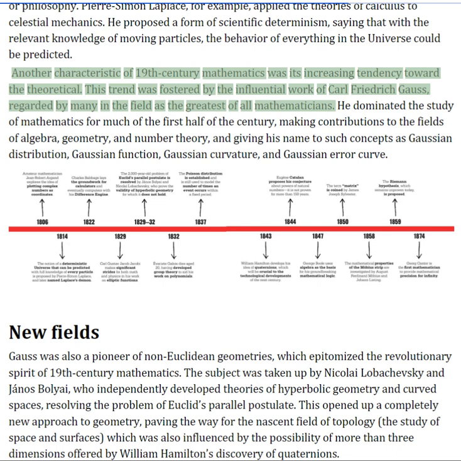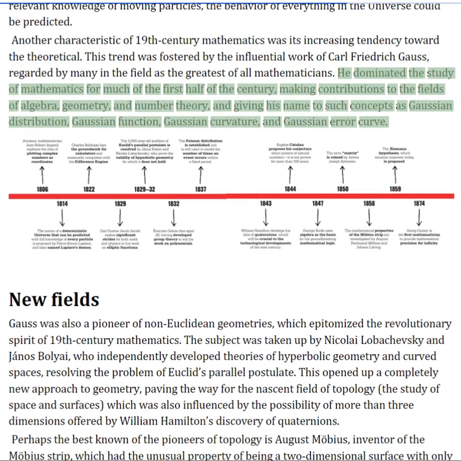This trend was fostered by the influential work of Carl Friedrich Gauss, regarded by many in the field as the greatest of all mathematicians. He dominated the study of mathematics for much of the first half of the century, making contributions to the fields of algebra, geometry, and number theory, and giving his name to such concepts as Gaussian distribution, Gaussian function, Gaussian curvature, and Gaussian error curve.